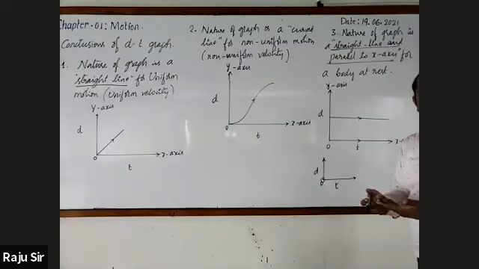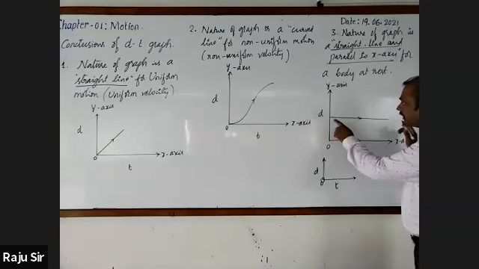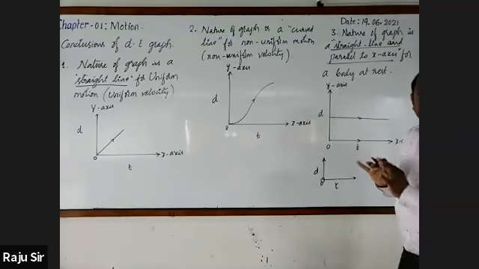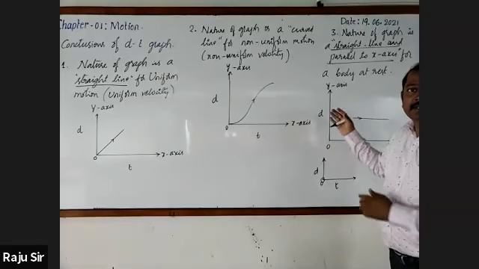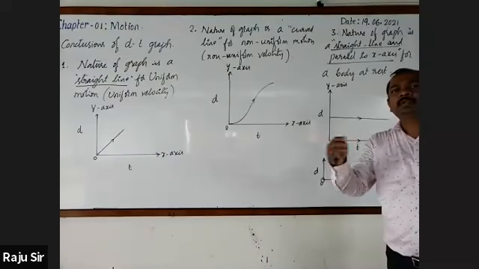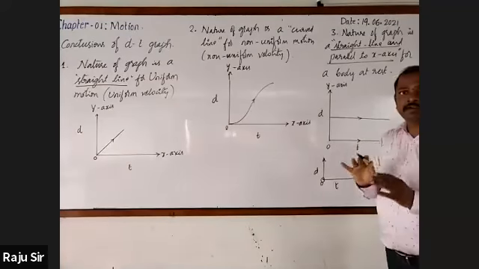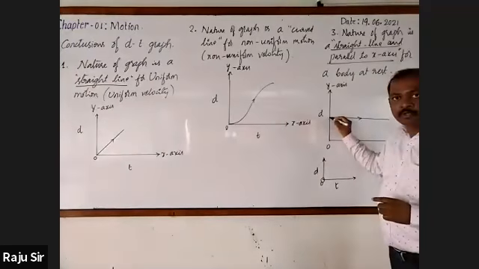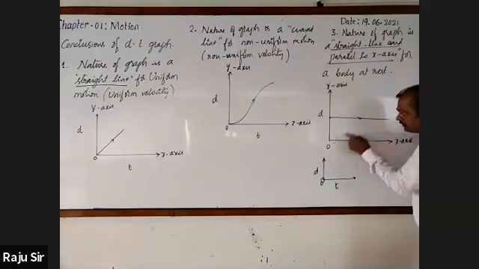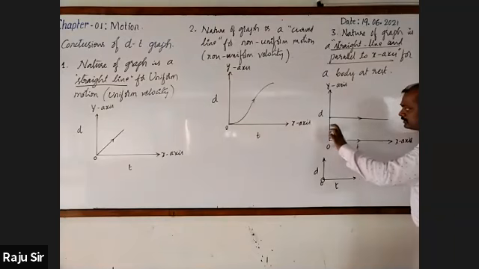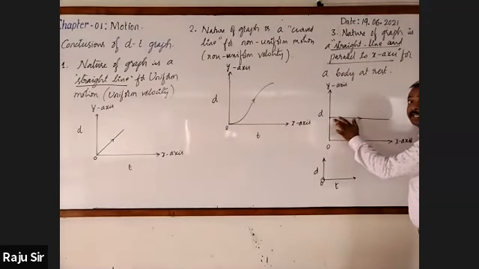As it is at rest, it does not cover any distance at any intervals of time. But in a distance-time graph, time is considered after a body has covered some distance, just after 2 meters, 3 meters, 10 meters. We will show it like this. If this straight line is parallel to the x-axis, it means the body has covered some distance. After that distance, time is considered.